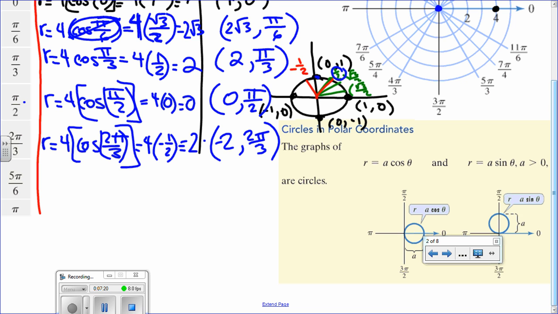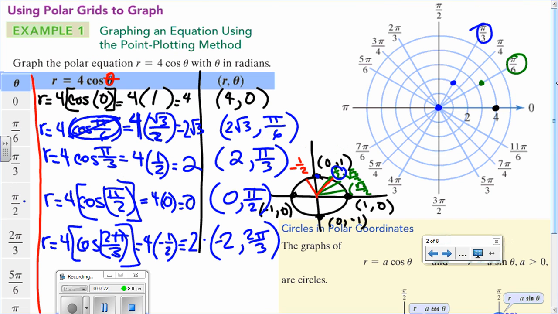So let's graph that. We find 2 pi over 3, that's here. And then if the radius was positive 2, the point will be here, right? But because it's negative, it gets reflected to here.